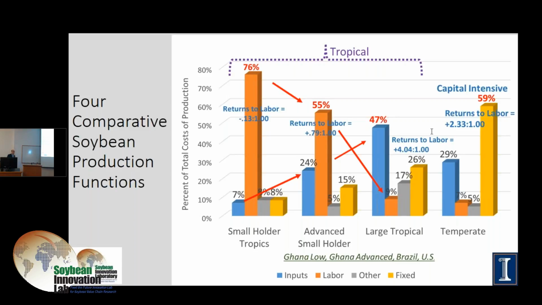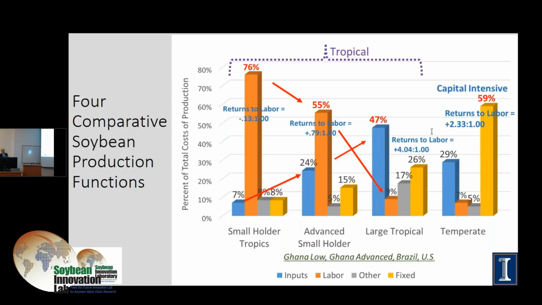this is input intensive, very successful. Yields that are 30% above the global average. Very profitable. Returns to labor very high at 4 to 1. This is a very efficient system. Relatively little capital relative to inputs. And then basically what Fugli and Rada were looking at is this U.S. model on the right, which would be in Illinois, which is capital intensive. Okay, so the bargain then says, well, the left-hand side is not sustainable. We're going to have to move to the right. How far and in what ways?